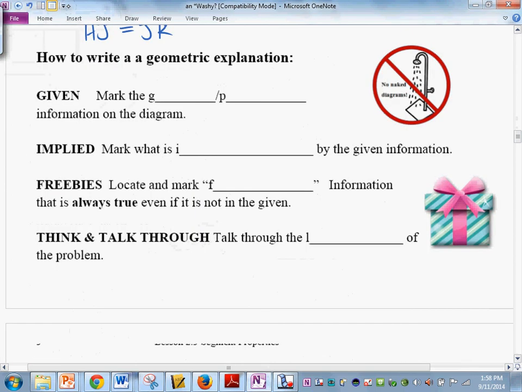But I have a very specific way that we do what's called geometric explanations, or the word proofs. And I want you to circle these 4 letters. G-I-F-T. Circle them. Given, implied, freebies, talk through. Say those 4 words out loud. Given, implied, freebies, talk through. Just write this down. I'll explain it in a minute.